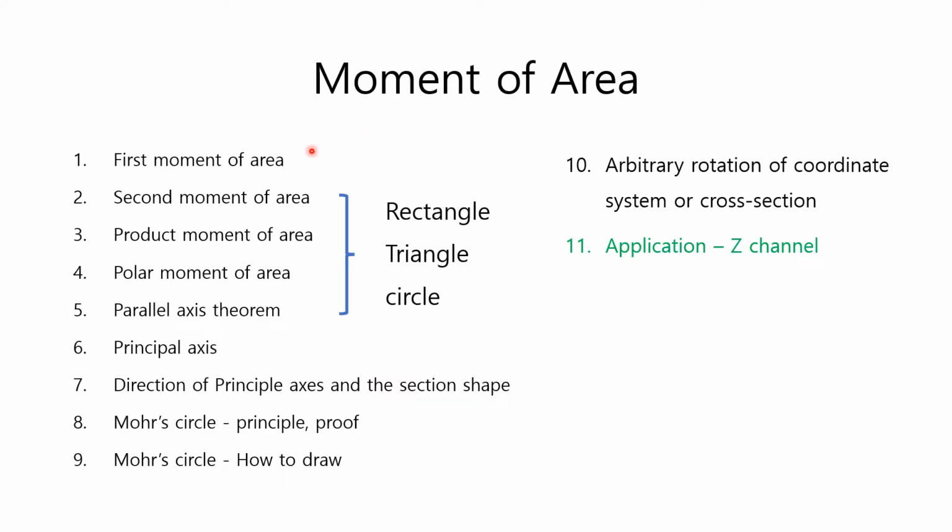In the previous videos, I explained all the contents from first and second moment of area to the arbitrary rotation of a coordinate system or cross-section and how they appear in the Mohr circle. In this video, I will explain the special cases of a Mohr circle and application example of Z-channel.